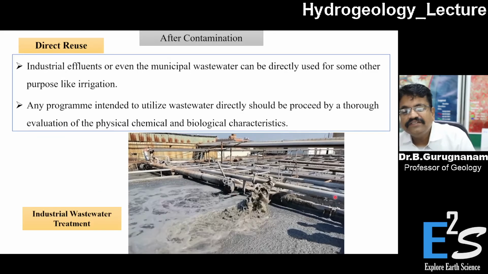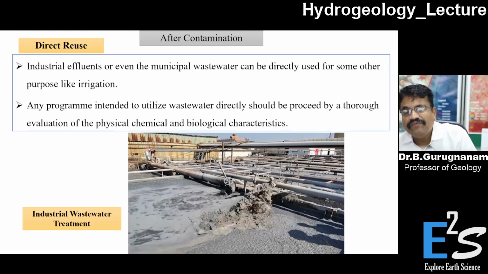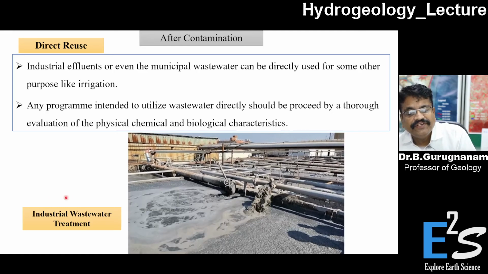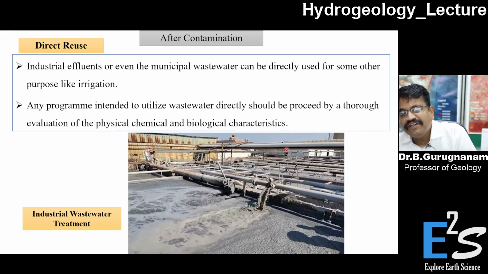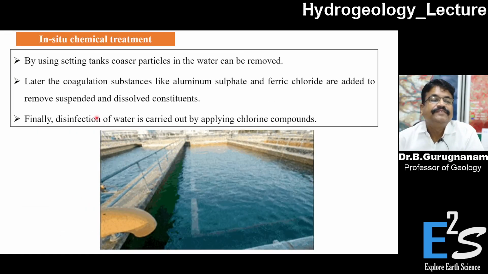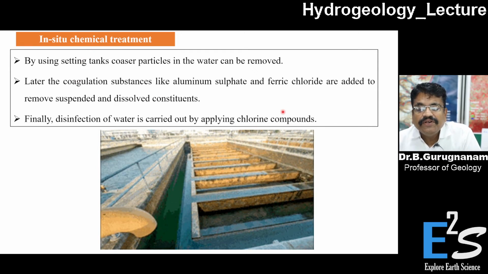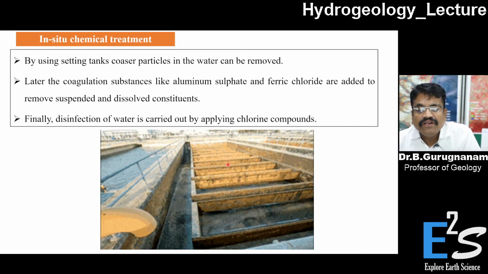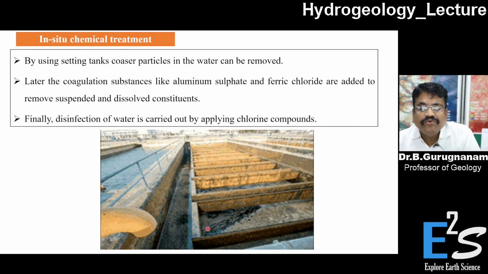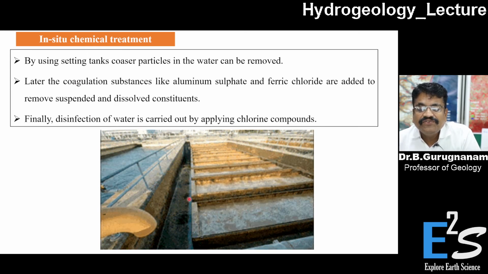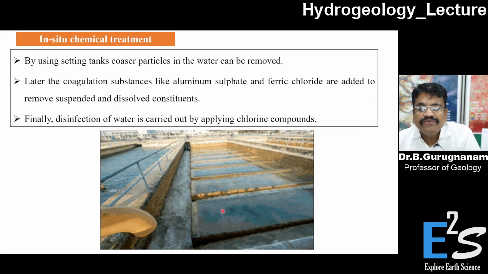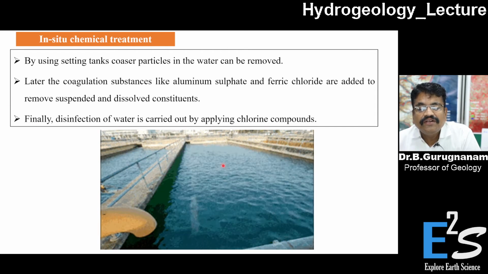So this is the treatment process. You have continuous industrial wastewater treatment. They are treating the water for use. In situ chemical treatment you can also do: you collect the water, save it in a separate area, and process it for a longer time, and then you see your water returns to good water. That you have to do.